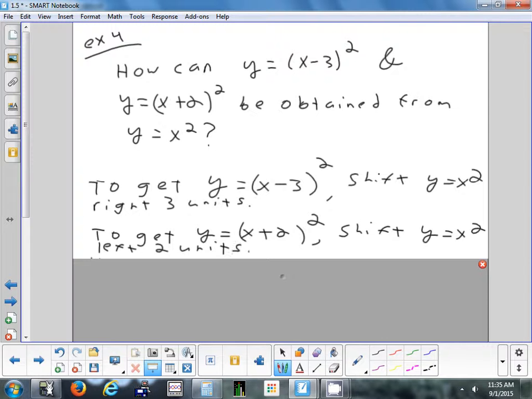Make sure on a test when I ask you for a shift that you're very specific. If you just said shift right and you didn't say how many units, you'd only get half credit for it. Same thing if you said vertical stretch. If you didn't say how much of a vertical stretch, by a factor of whatever, you'd only get half credit.